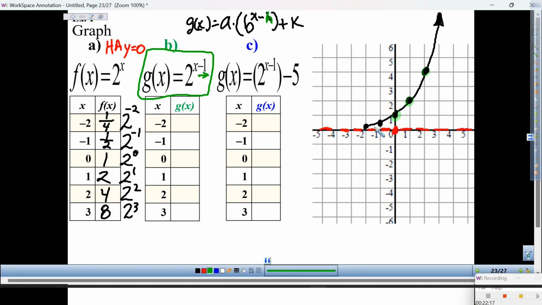All right, so I'm going to take each of these points and move it one step to the right. So I'm going to go 1 to the right, 1 to the right, 1 to the right, 1 to the right, 1 to the right. Do that as well, please. However, don't forget our HA. Does it have anything here being added or subtracted at the end afterwards? No, so it's still 0.